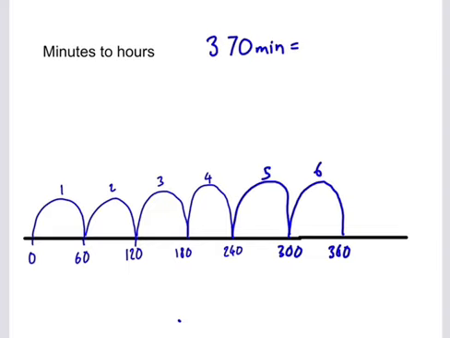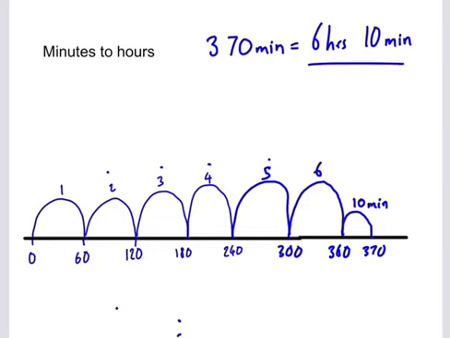Well, we've got to 360, we need to get to 370, that's just another 10. That's 10 minutes. So it's 1, 2, 3, 4, 5, 6 hours and 10 minutes. Now, 10 minutes isn't any of those known fractions, it's not half an hour or a quarter of an hour or anything like that. So that's all we can say.